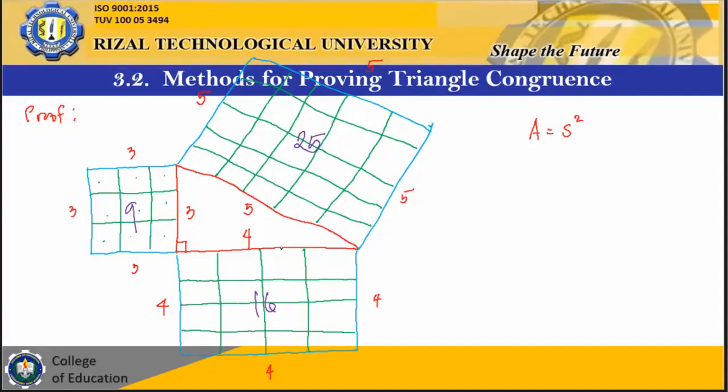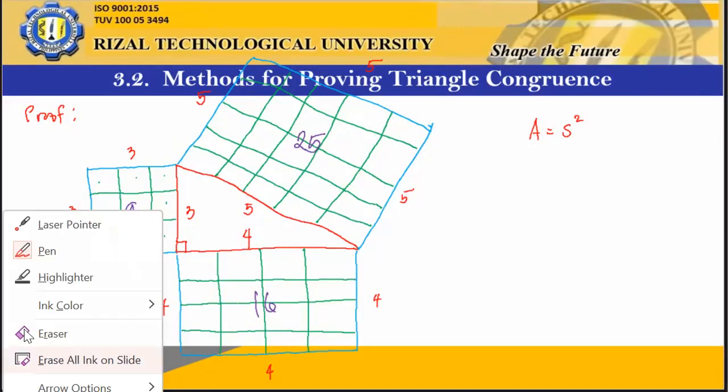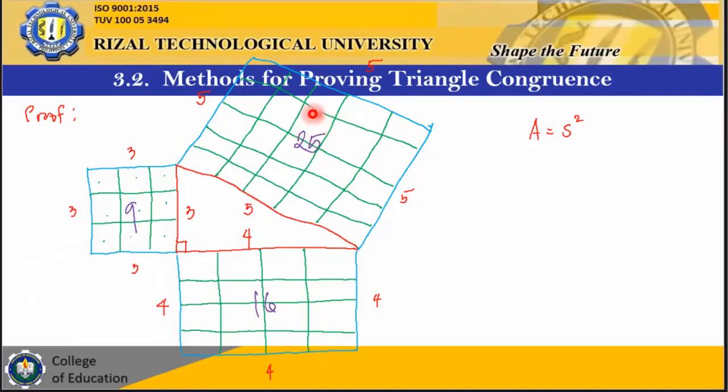Now, okay, children, what is the relationship between the number of squares of this side to the squares of these legs? Sige nga. When you add 9 and 16, sir, is equal to 25. That's correct. Thank you.